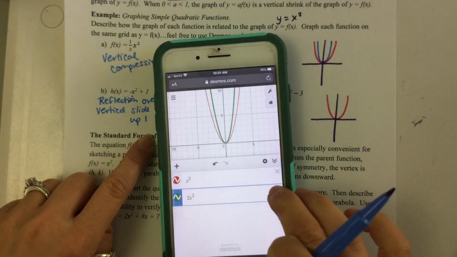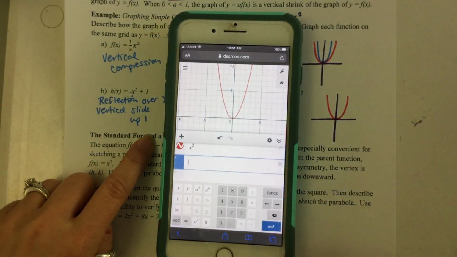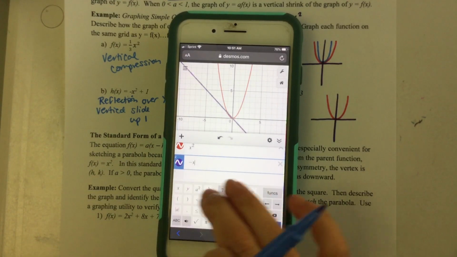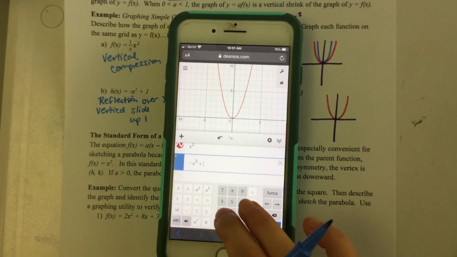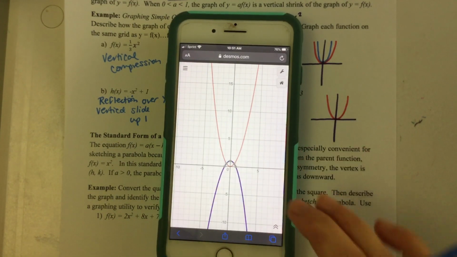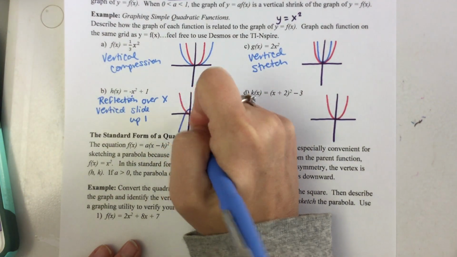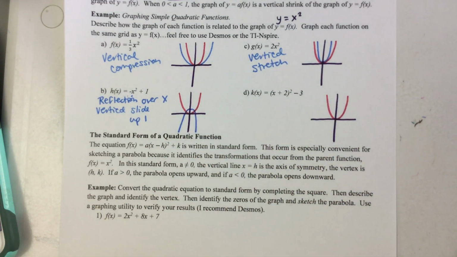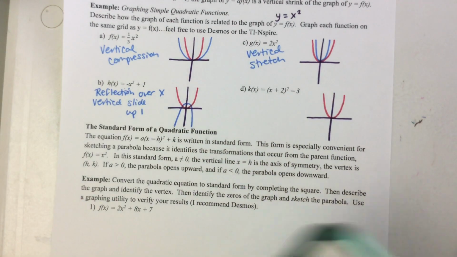Let's go ahead and see what that looks like. So I'll get rid of my previous graph. Go ahead and type negative x squared plus 1. There's my shift up. Check that out. So it flipped upside down and then it slid up 1. So here is my sketch. So cool. Okay, let's look at the next one.